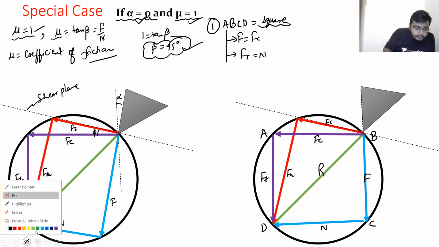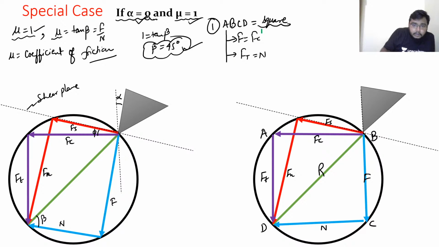Clear? F is equal to FC, right? So this is your F, FC, FT, and all are equal, sir. All are equal. Clear? Next thing what we can say here is this.